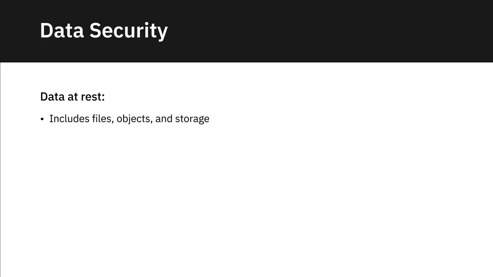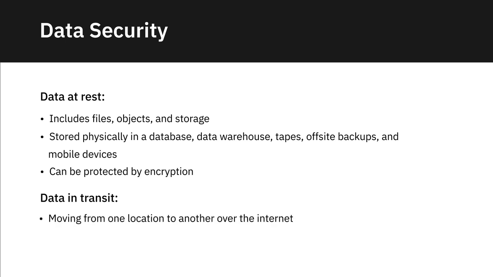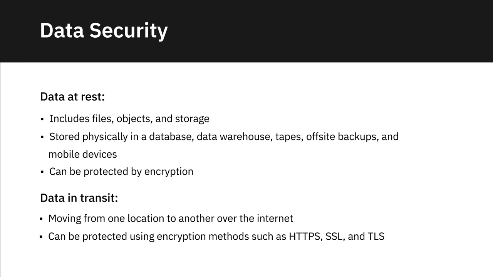Data at rest includes files, objects, and storage. This type of data is stored physically, such as in a database, data warehouse, tapes, off-site backups, or on mobile devices. Organizations can use encryption to fight threats to their data at rest. Encrypting data protects information from disclosure, even if that information is lost or intercepted. Data that is moving from one place to another, such as when it is transmitted over the internet, is referred to as data in transit or data in motion. Encryption methods such as HTTPS, SSL, and TLS are often used to protect data in motion.